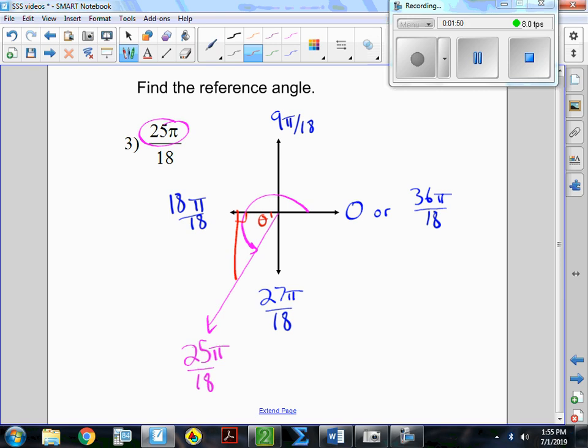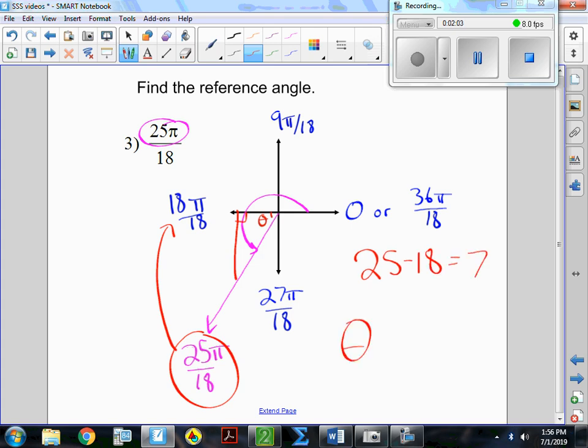And so I need to figure out how did I go from 25 pi over 18 back to 18 pi over 18. So 25 minus 18 gives me 7. So my theta prime is exactly 7 pi over 18 radians away from the horizontal axis.